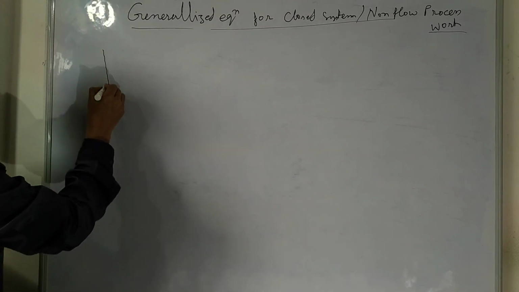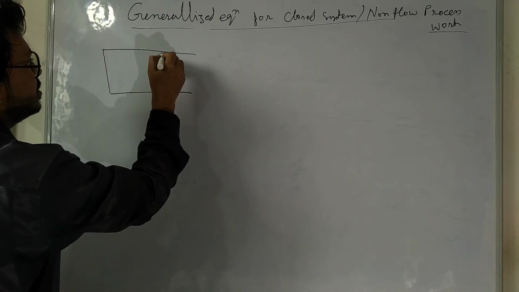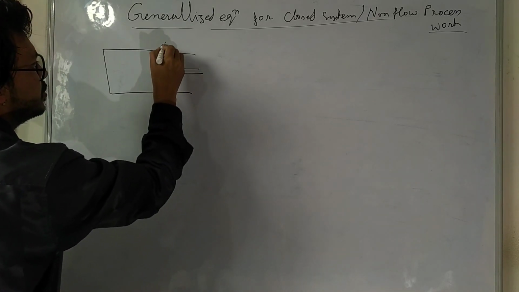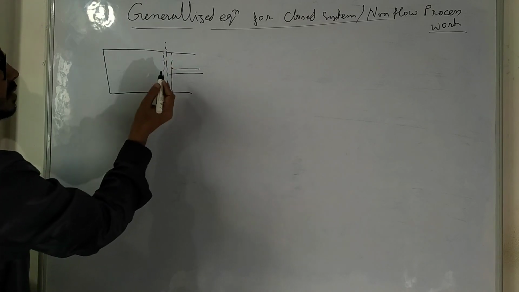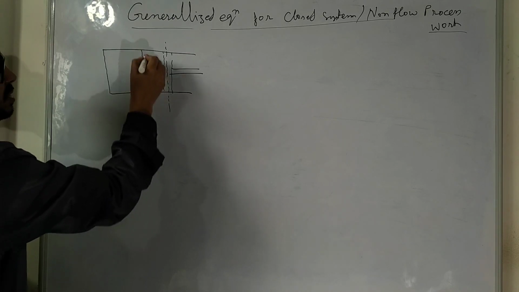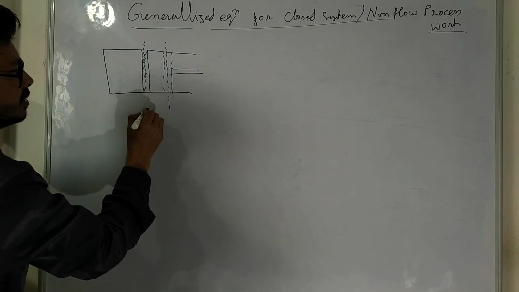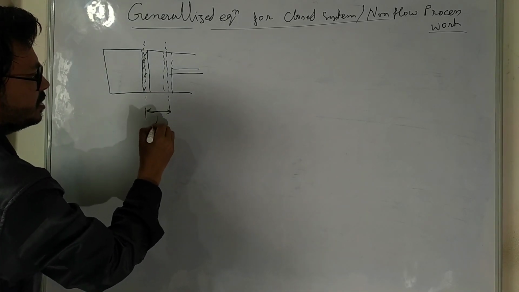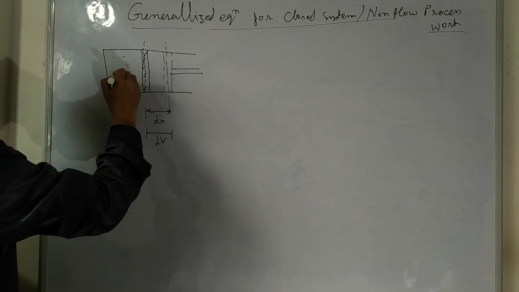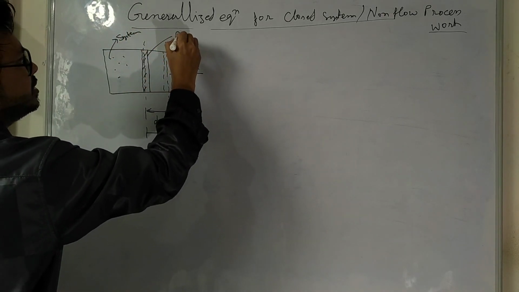Let us consider one piston cylinder system. This is our piston cylinder, and this is the initial position of the piston. We will take this as the axis. Now if we displace this piston further, we will get this position of the piston. This is the final position of the piston. This distance is called the displacement. So this is the displaced volume, dV. This is our system, and A is the cross section area.